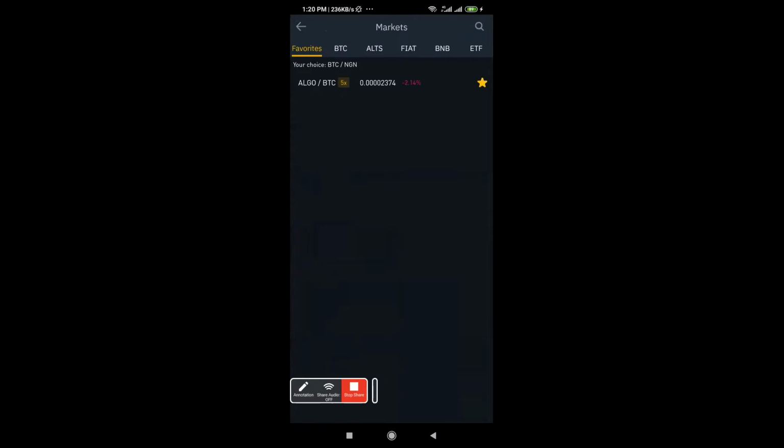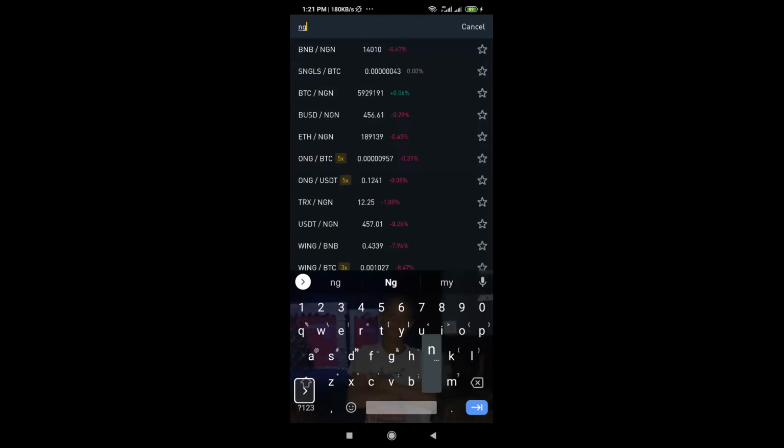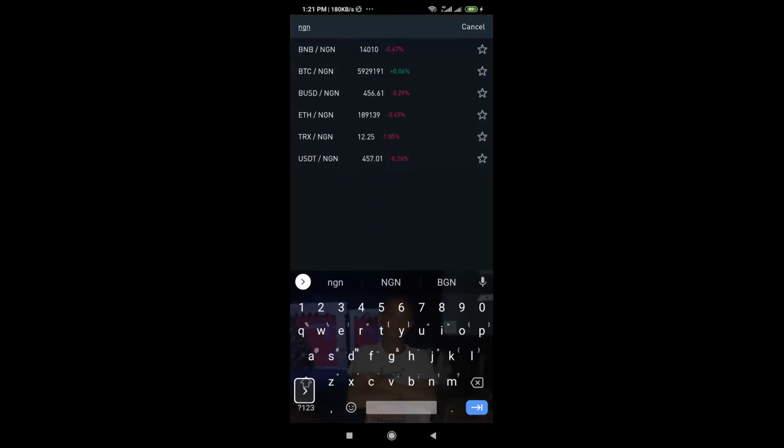Let me show you where the search button is. This is where the search button is, right? This thing that looks like this guy here, that's the search button. So I click on this guy. I can also just click on this area, market, right? So I click here, and then I search for NGN, that's Naira. So these are the currency pairs that I'm trading with Naira on Binance.